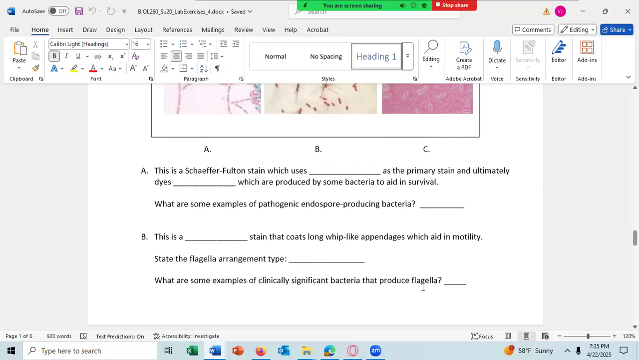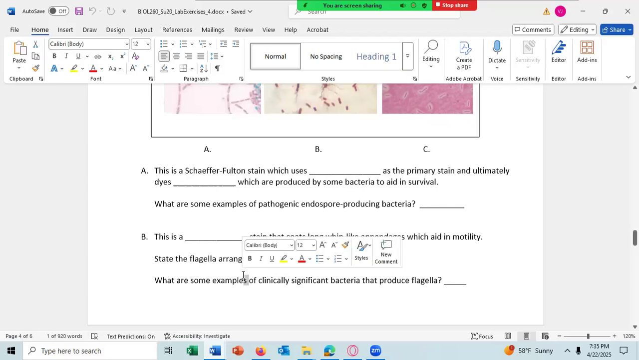Do realize it asks for examples. So make sure you have at least 2 examples. If you only have 1, you only get partial credit.